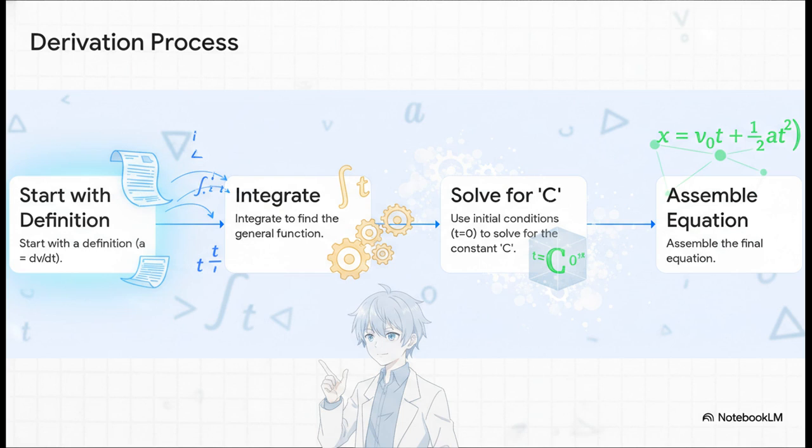And here's the most important part. This isn't some magic trick. It's a recipe, a 4-step process. You start with a definition, you integrate, you use your initial conditions to figure out what c is, and then you assemble the final equation. That's it. So, let's follow that recipe again, shall we? This time, let's find an object's position.